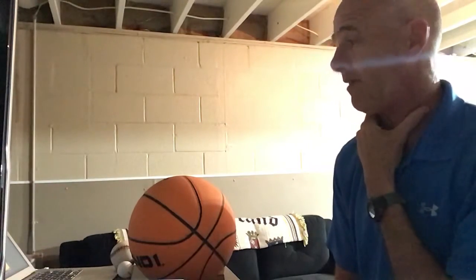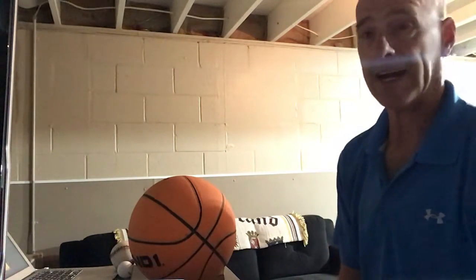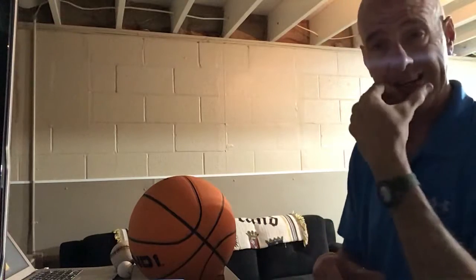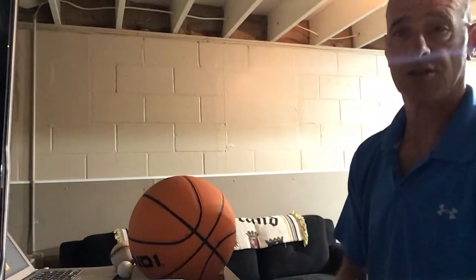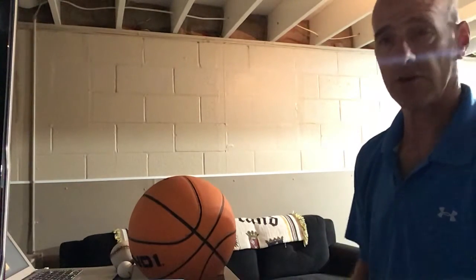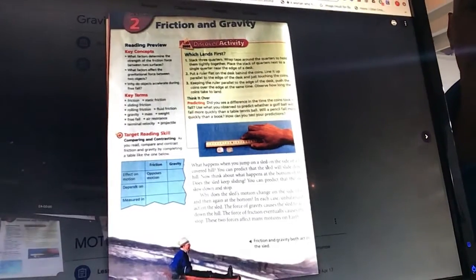And then we're going to get into something called free body diagrams, which is a way to show the amount of force and direction of force acting on an object. But first, a little review. I've got the magic screen here. Where we go: friction and gravity.